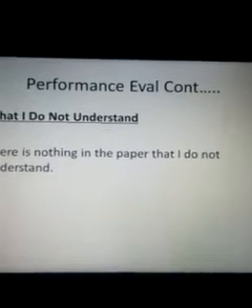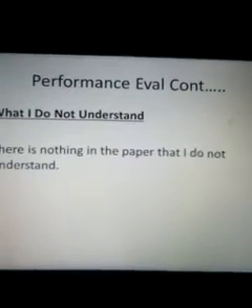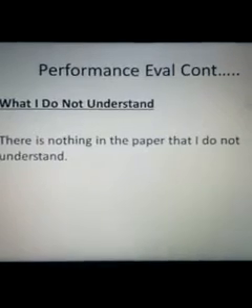What I don't understand: there is nothing in the paper that I didn't understand while I was doing the reading.